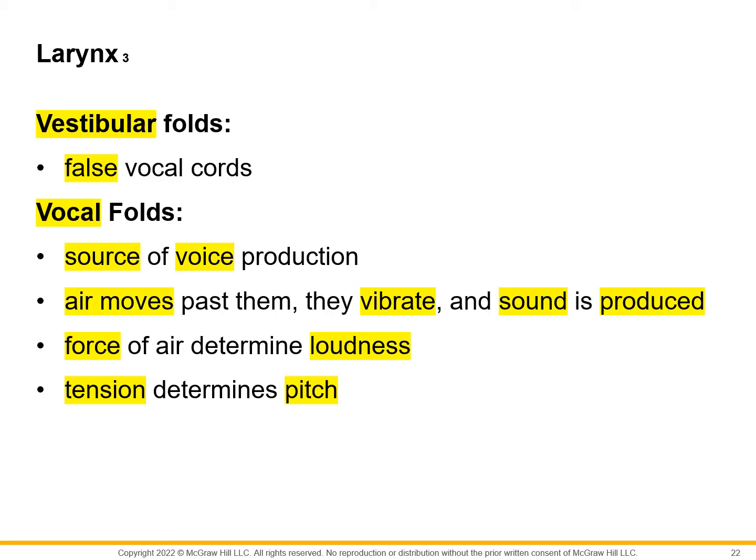Next, hindi pa po tayo tapos sa larynx. Next are the vestibular folds. So the vestibular folds, these are just false vocal cords. Next are the vocal folds. So the vocal folds, these are the actual sources of voice production. Alright, so dito po sa vocal folds, when air moves past them, so kapag dumaan daw po sa vocal folds yung hangin, they would vibrate and then sound is produced. Okay, so again, sound is being produced through the vibration of our vocal folds.